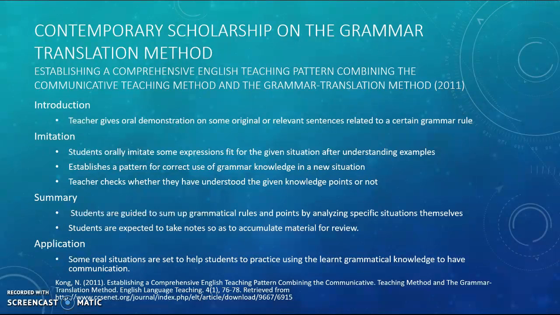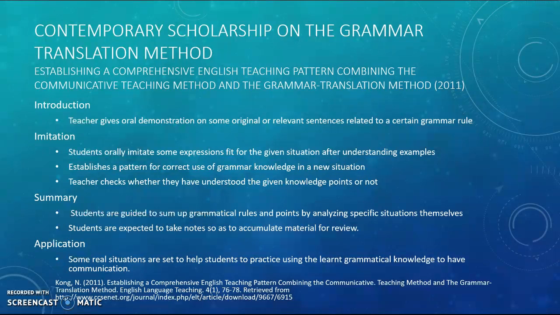Many have suggested combining the use of the grammar translation method with the communicative teaching method. This involves taking characteristics of each, teaching grammar, and encouraging communicative competence. Kong does this through a 4-step process: introduction, imitation, summary, and application. Through these steps, the teacher will give a relevant oral demonstration, the students imitate this use of grammar, the students sum up the grammatical rules they've learned, and apply them to their verbal communication.